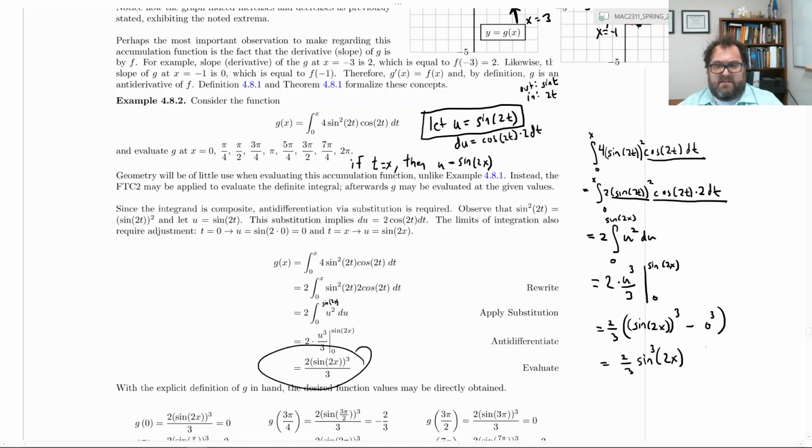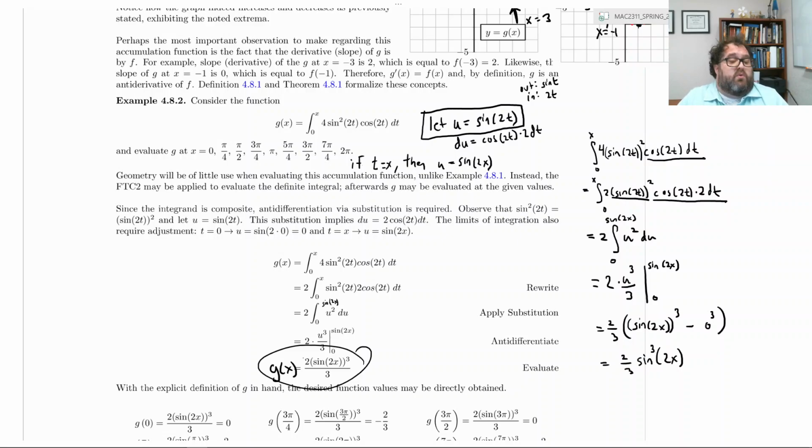But I try not to skip any steps or anything, when I write these examples out. Now, what was the point of that? So now we know what g of x equals. G of x equals 2 times sine 2x cubed over 3. That is what the accumulation function is equal to.